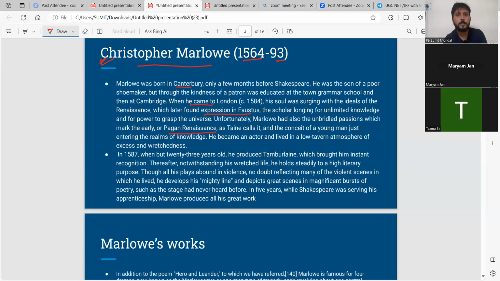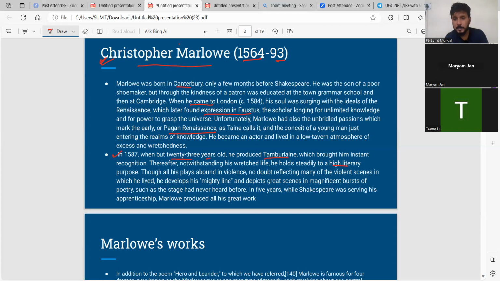And obviously, when you are talking about the Renaissance period, they have taken a few important elements from the pagans. That means the Greek Renaissance period. So it is sort of a repetition or reimagination of the Renaissance. Okay. And then in 1587, when he was 23 years old, he produced Tamburlaine, another important drama, which has a very high literary purpose, high literary possibility.